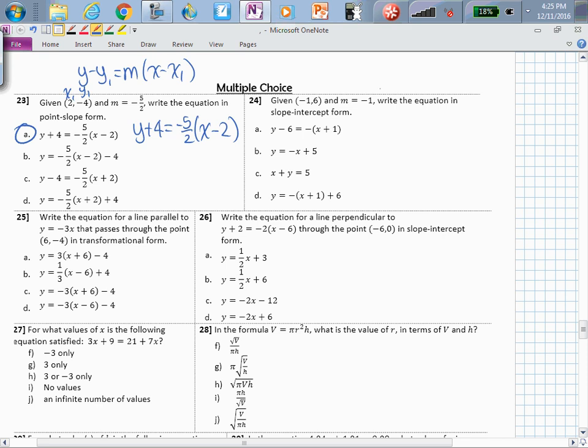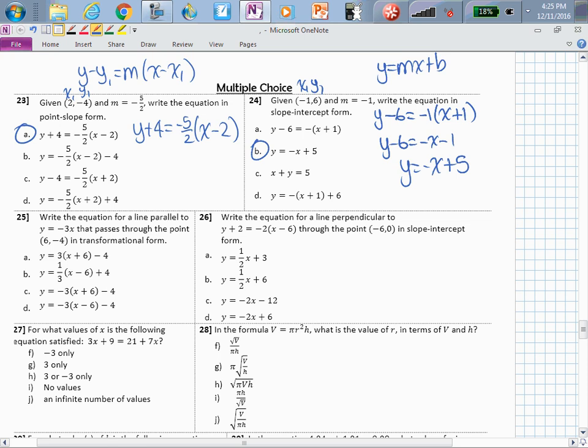24. Right, in slope-intercept form, so that's y equals mx plus b, but they give you a point and a slope, so we will have to use point-slope form first. So y minus 6 equals -1 times x plus 1. So y minus 6 equals -x minus 1, y equals -x plus 5. So b.